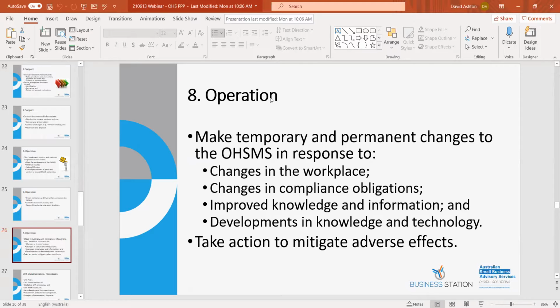So in WA, we've got a new Workplace Health and Safety Act, so there needs to be some reviews of safety systems in relation to that. Also any new developments in knowledge and technology, having an understanding of that, amending your policies and procedures, and then taking action to mitigate the effects of that.